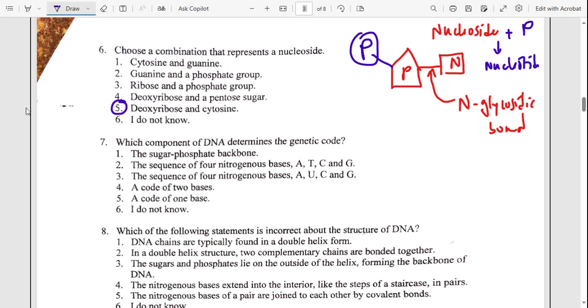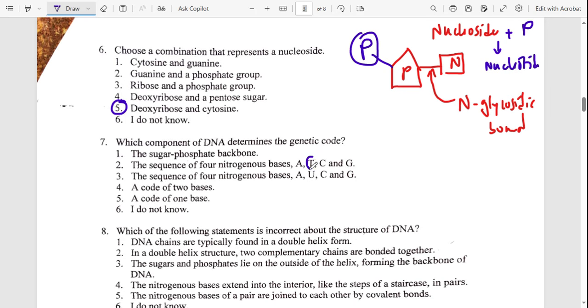Now, on the genetic code, we don't have thymine because the genetic code is actually on mRNA, messenger RNA. So we don't have thymine. The sequence of nitrogenous bases AUCG. That's correct. Okay. A code of two bases. Now, the genetic code is not two bases, it's actually three bases. In case you don't understand much about the genetic code, just search on YouTube the genetic code, Acidius Academy. I've explained it so much in detail and answered a lot of exam questions at the end, right?